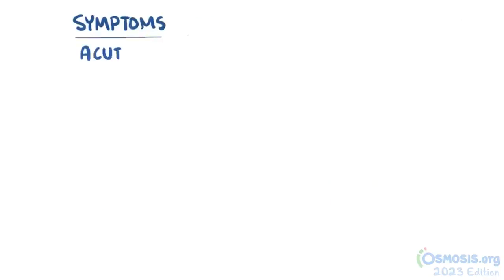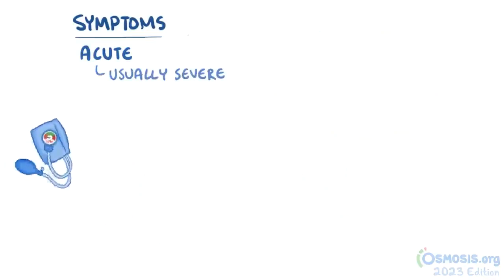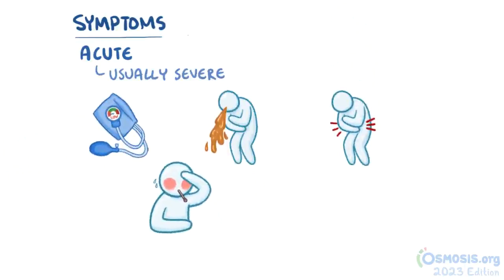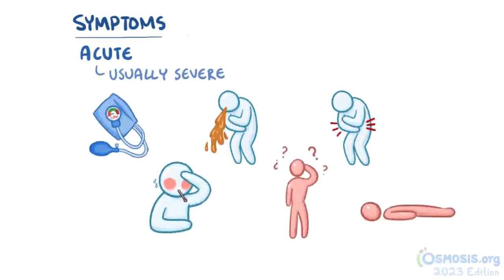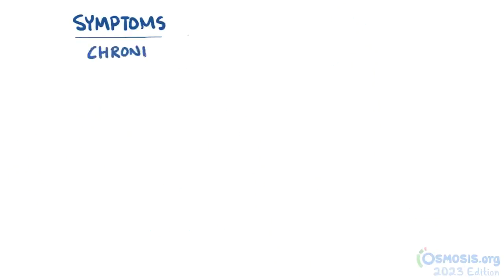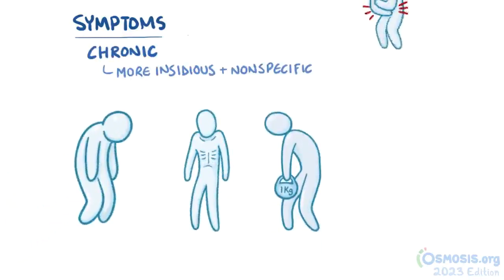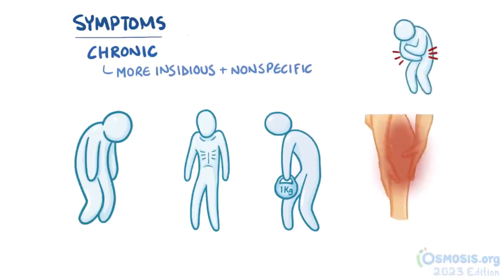Now, symptoms of acute primary adrenal insufficiency are usually severe and may include low blood pressure, vomiting, abdominal pain, fever, and mental status changes ranging from confusion to coma. In contrast, symptoms of chronic primary adrenal insufficiency are more insidious and nonspecific, like fatigue, anorexia and weight loss, weakness, abdominal pain, and muscle and joint pain.